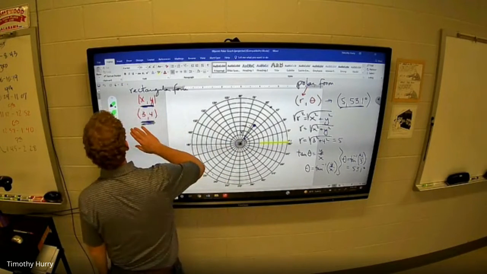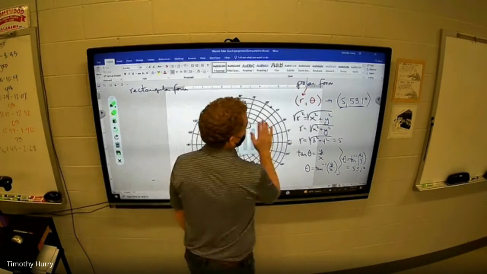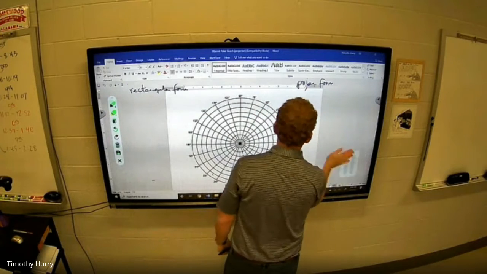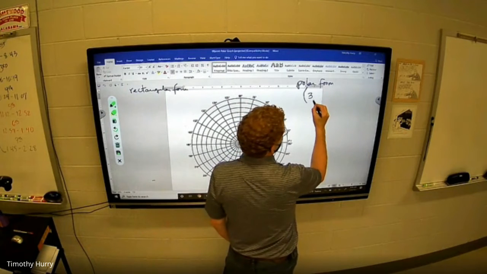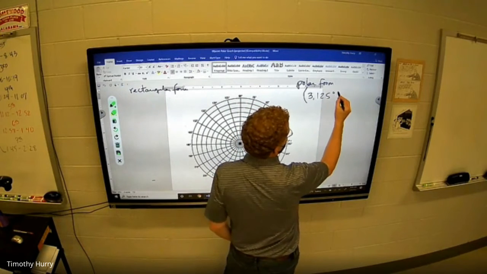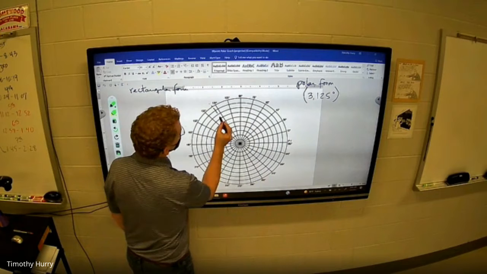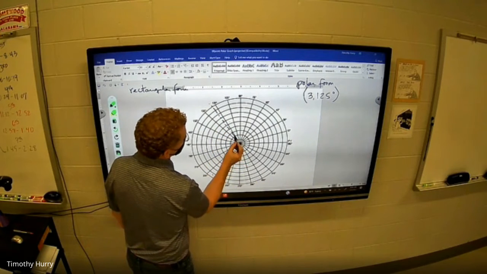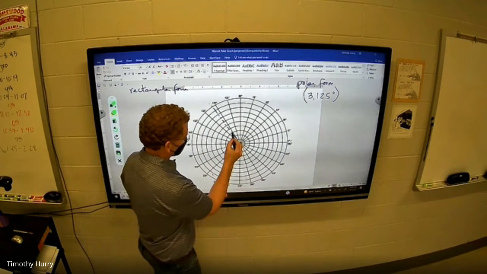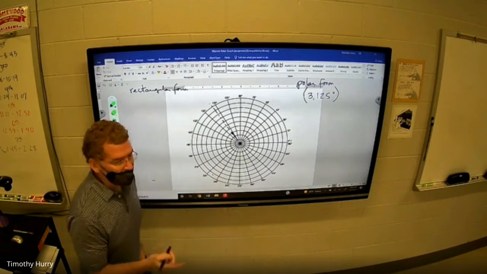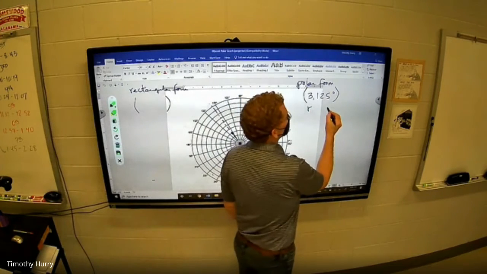What if I know the polar form and I want rectangular? So what if I told you, all right, we've got the point 3, 125 degrees. So you know 125 is somewhere right in here. And I want to go 1, 2, 3. So I want something like that point right there. But how would I find that rectangular coordinate if I know R and I know theta?